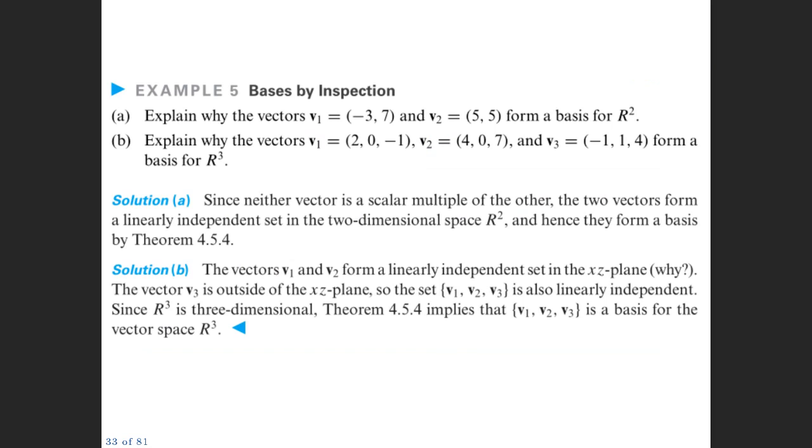So, for example, part A, explain why the vectors minus 3, 7 and 5, 5 form a basis for R2, and part B, explain why the vectors 2, 0, minus 1, 4, 0, 7 and minus 1, 1, 4 form a basis for R3. Part A, first of all, neither vector is a scalar multiple of the other one. So that means they're linearly independent. But by the last theorem, if we have a linearly independent set of 2 vectors in R2, then immediately we know that they form a basis. We don't also need to prove that they span R2. We get that free of charge.